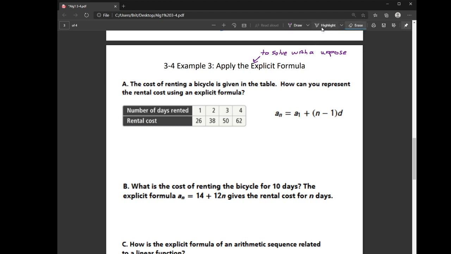So when we are here in math class, we are going to be explicitly solving for a value, which means to do it with a purpose. So we call it this because usually we use it for large n values.